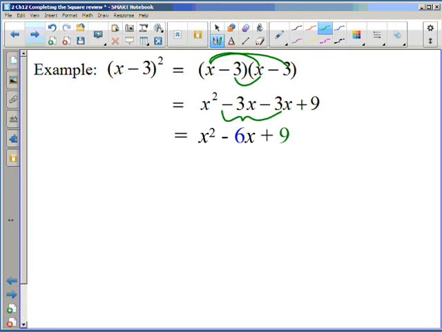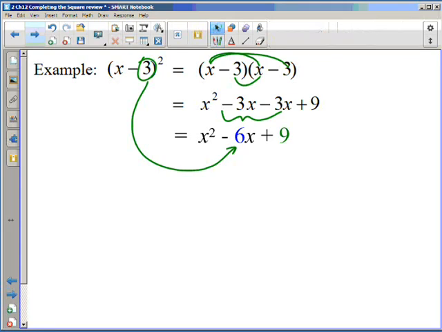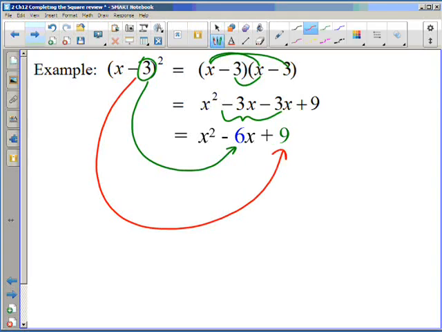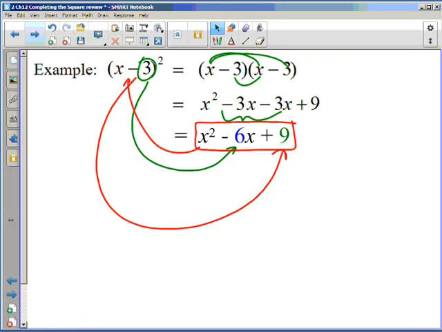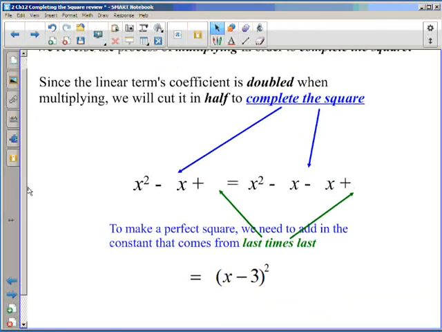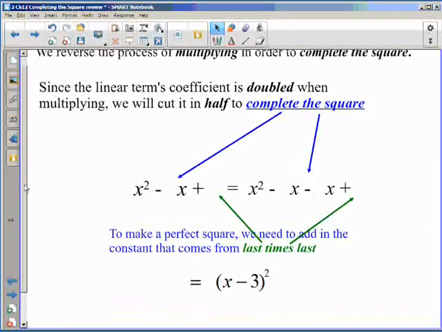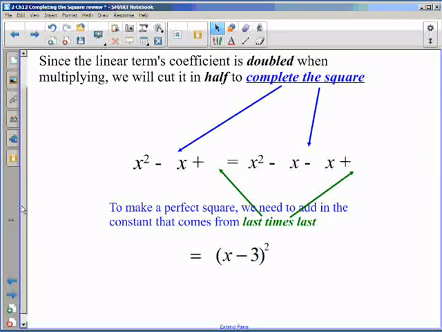And what you start to realize is this number doubles, goes in as a coefficient of the x or linear term. This number squared becomes the constant. And our goal is to be given something like this and turn it back into that type of a binomial squared. So we reverse the process of multiplying in order to complete the square. And since the linear term's coefficient is doubled, that thing comes from a 3 and a 3. So we're going to want to cut that thing in half.